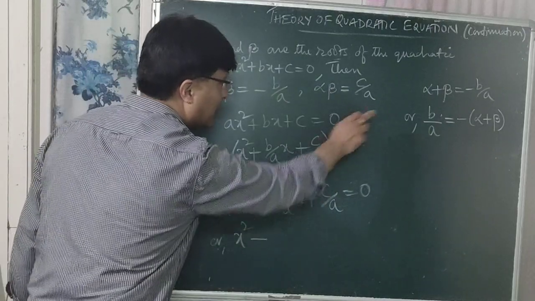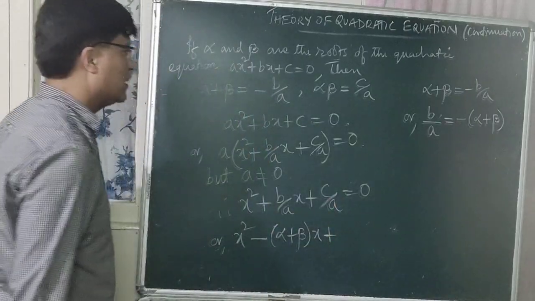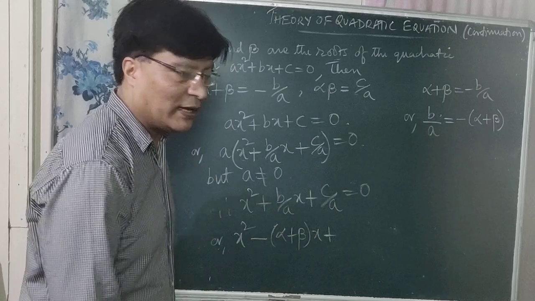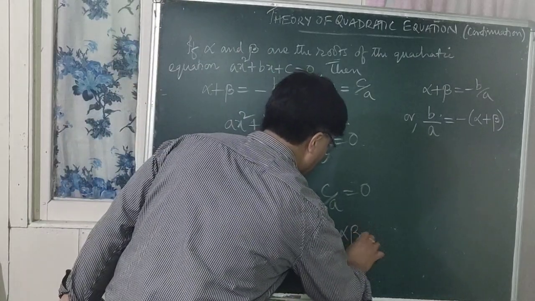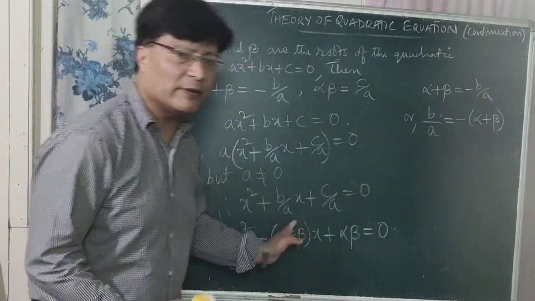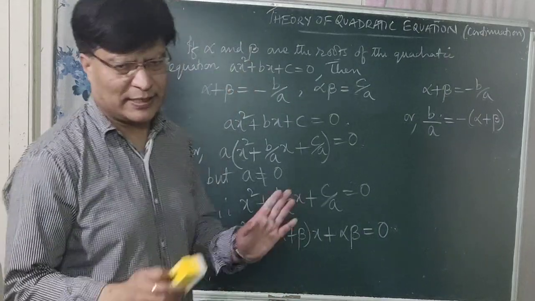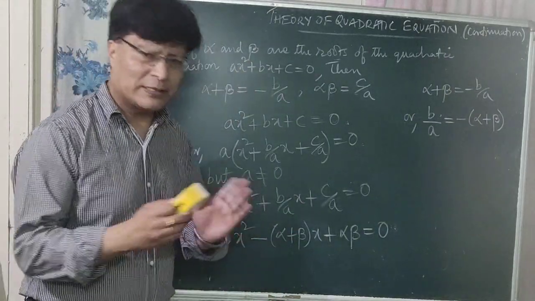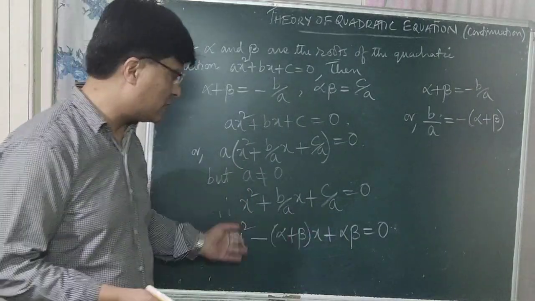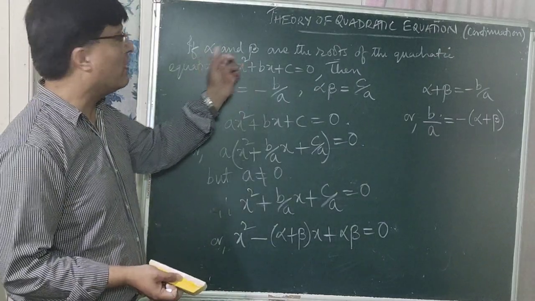What is b upon a? It is alpha plus beta x plus. Actually, what is c upon a? What does c upon a equal? Alpha beta. So I think we can simplify it. Simplify and solve: you can multiply them, minus alpha x minus beta x, then take common from the first two terms, then take common from the next two terms, and after you factorize this left hand side you will get the values of x as alpha and beta.